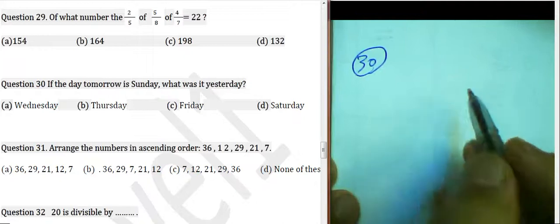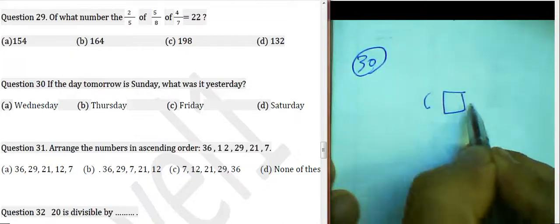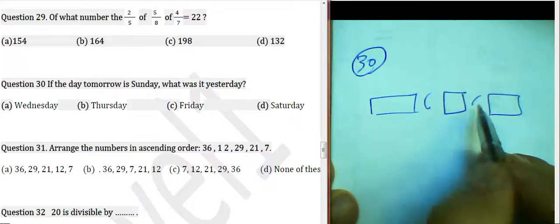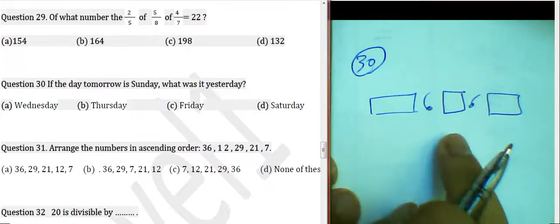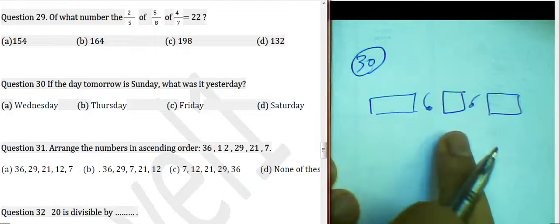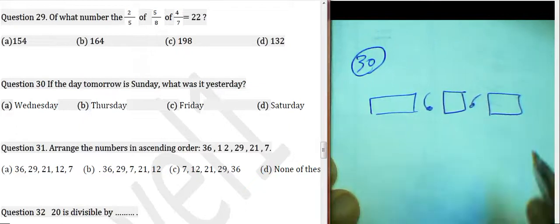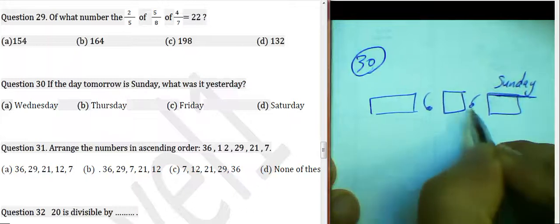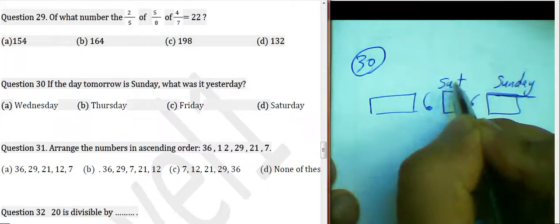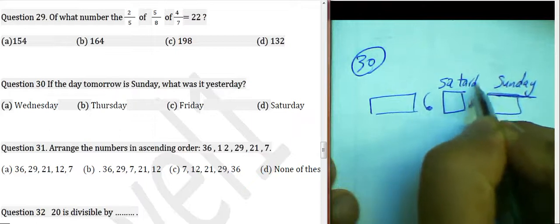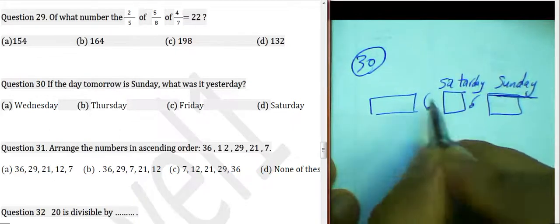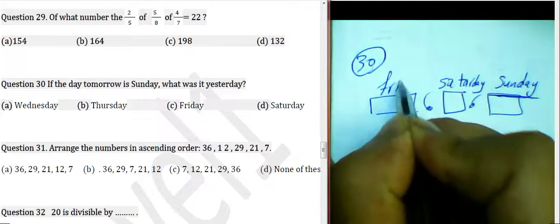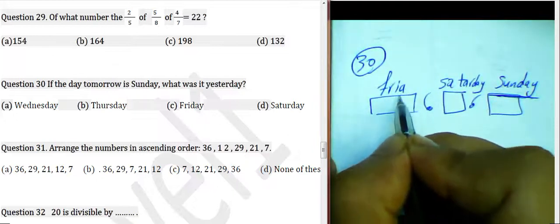Okay, here. This day is today, this was yesterday and this will be tomorrow. He asked about what? Yesterday. Tomorrow will be Sunday. So this day will be Saturday. He asked about what? Yesterday. Yesterday will be Friday. Friday.